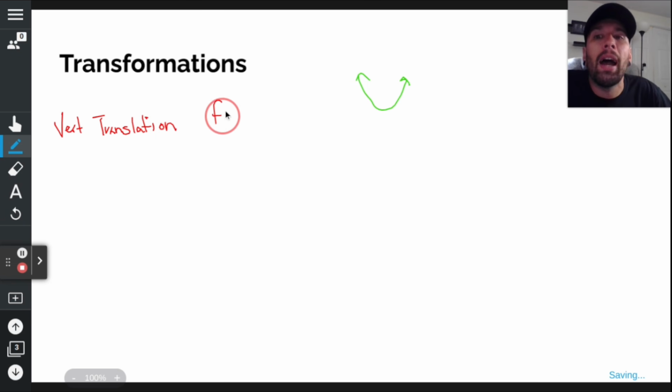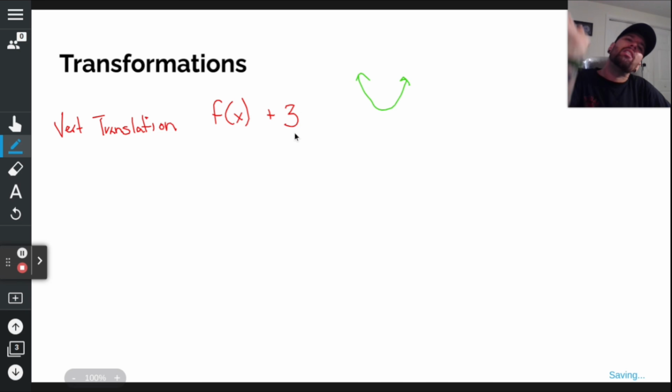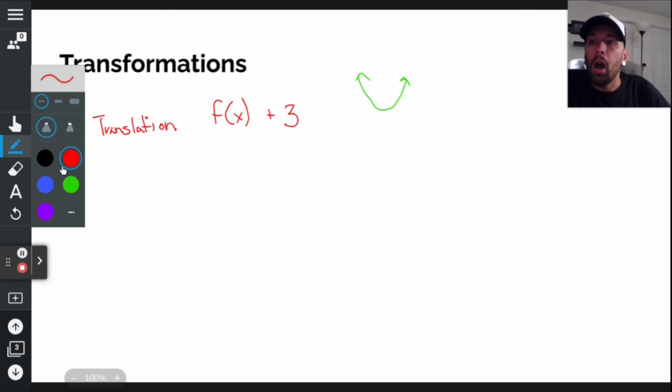If I give you f of x, so f of x equals some quadratic like that, and then all of a sudden I give you a new one and say, all I want you to do is add 3 to it. That is a vertical transformation. The positive 3 means you move up. If it was a negative 3, you'd move down.